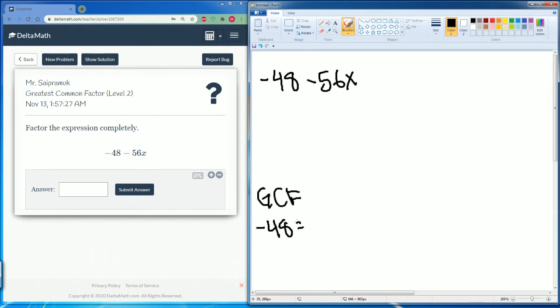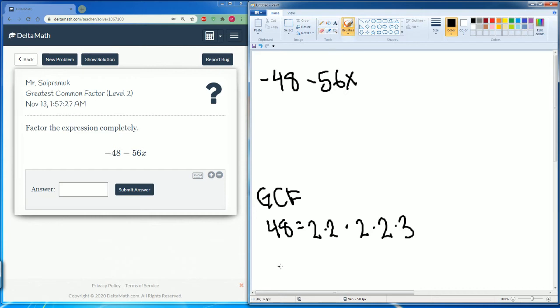Let's see. 48 can be broken down into 4. Yeah, let's do that. So I start by doing 4 times 12. But I know that 4 can be broken down into the number 2 times 2. And the 12 can be broken down into 2 times 6. But the number 6 can also be broken down by 2 times 3. So if you do this in your calculator, 2 times 2 times 2 times 2 times 3, that gets you 48. Good. Right? Ignoring the negative for right now.